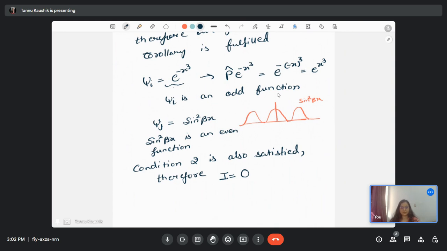So these were the problems I wanted to solve for the parity operator. If you have any doubts, you can post them in the discussion forum and I'll try to help you there, or we can discuss in the next session also.